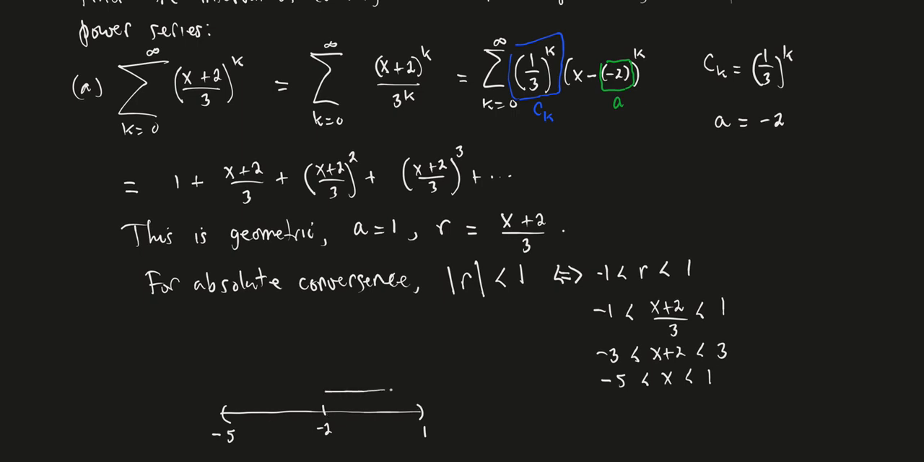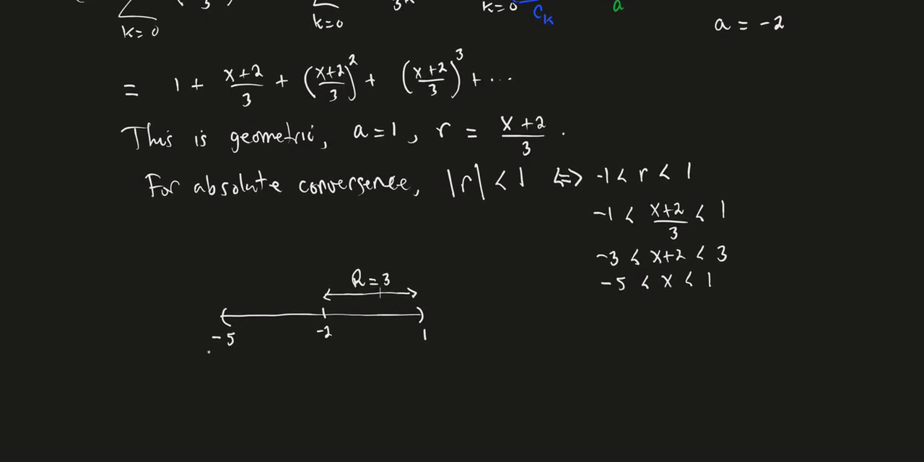So I'm just going to indicate it right here. This is our R. And in this case, R is 3. Right? That distance here, if you take 1 minus negative 2, you'll get a 3. Notice if you take negative 2 minus negative 5, you'll also get the 3.